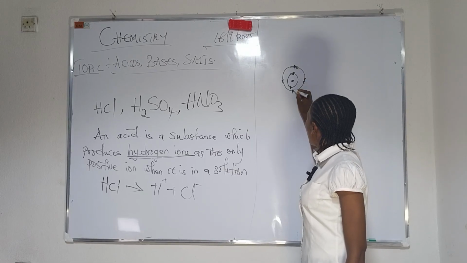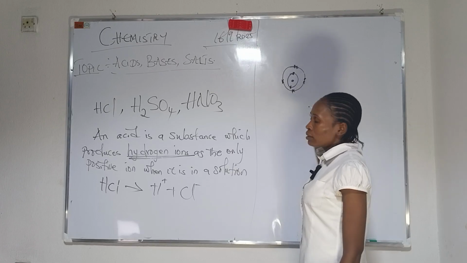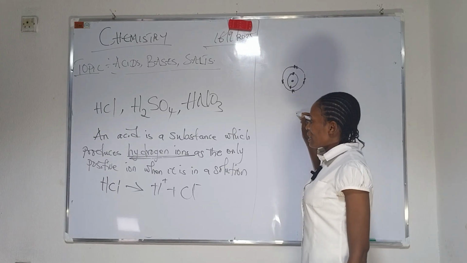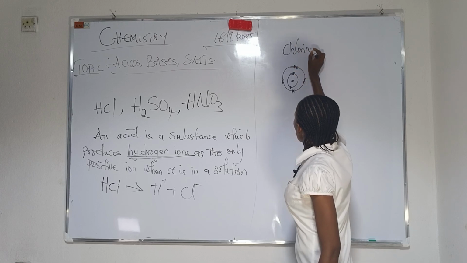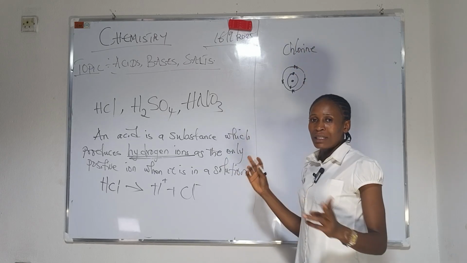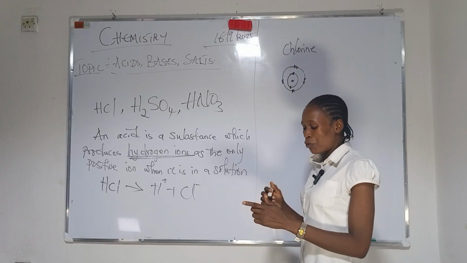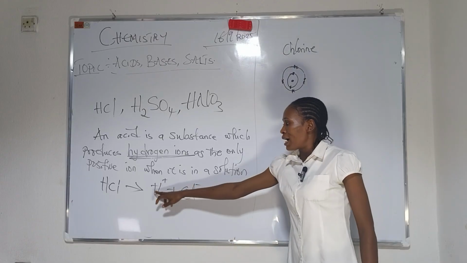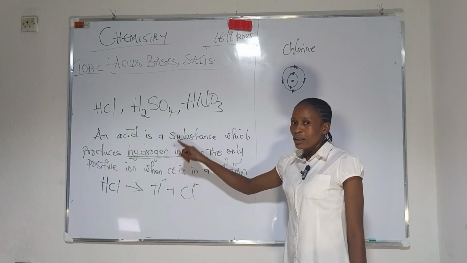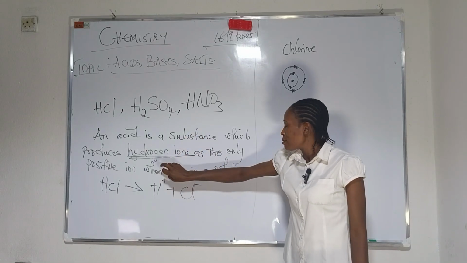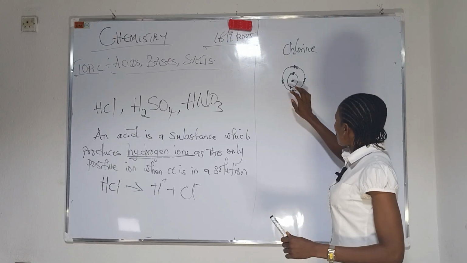7, 8, 9, 10. Remember, the element I'm trying to represent here is chlorine. I'm trying to show us the combination, how it comes and how it's split into forming an ion. Remember, the hydrogen ion, which is what we are actually looking at in the definition of an acid.